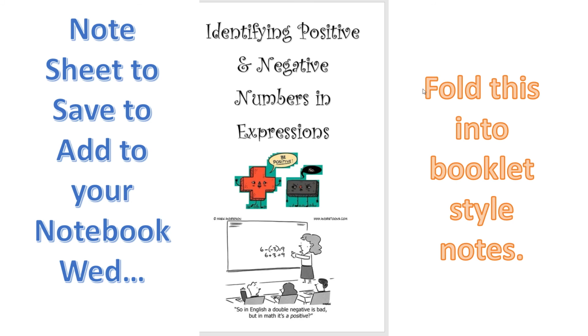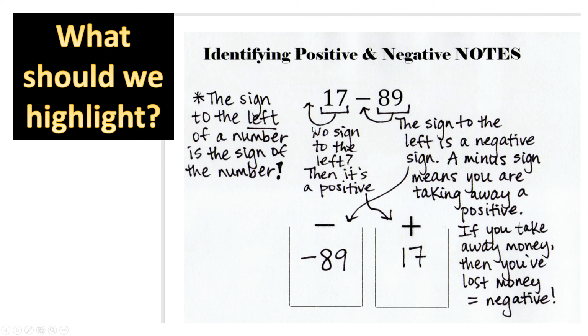This is a double-sided paper that you should fold in half. And this is the front cover. Once you're on the inside left of the front cover, you're going to see these pre-done notes. So please read over the notes and highlight things that you think are important. So key information is that the sign to the left is the sign of the number, because in math we read from left to right. If there's no sign in front of a number, like the 17 here, it's invisible, it is a positive.